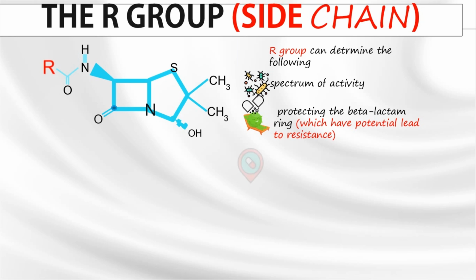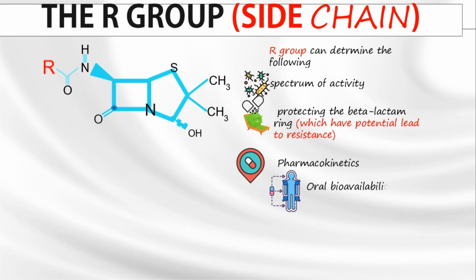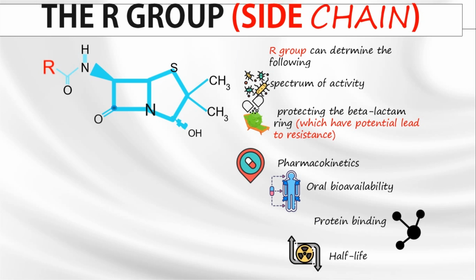The R group also significantly impacts pharmacokinetics. Modifications can alter oral bioavailability, protein binding, and half-life. For example, certain R groups can enhance the stability of the penicillin in acidic environments, improving absorption when taken orally. Others may increase protein binding, affecting the drug's distribution and duration of action within the body.